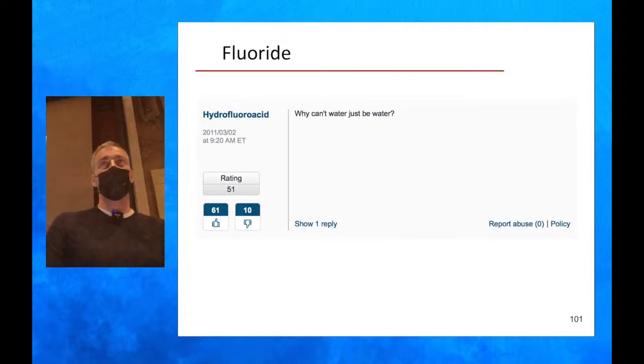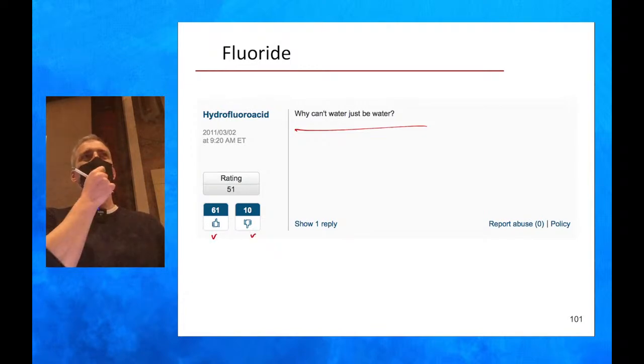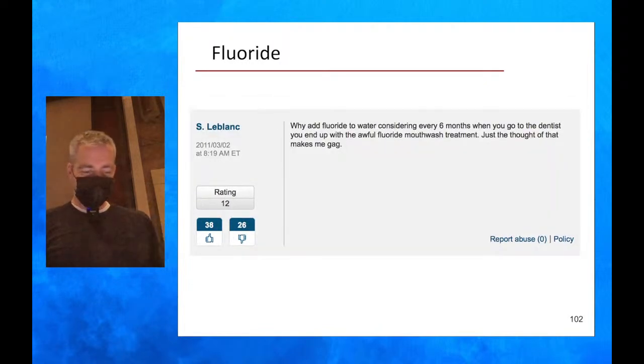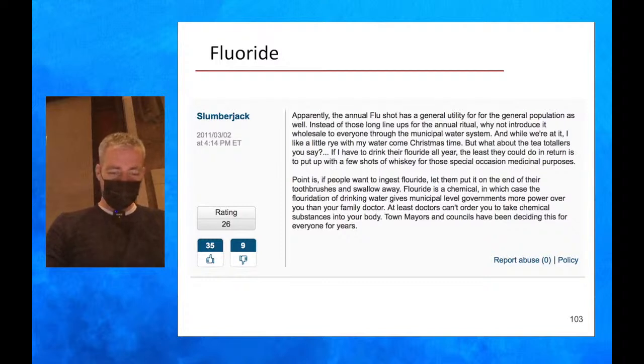So here were some of the comments on this particular article. Why can't water just be water? Which I take as, don't put fluoride in the water. And that got 61 thumbs up and 10 thumbs down. So that was a popular opinion for sure. Here's another one. Why add fluoride to water, considering every 6 months when you go to the dentist, you get that awful fluoride mouthwash treatment? Just the thought of that makes me gag. That got 38 ups, 26 downs. So, a little more divided, but a lot of people didn't like that.